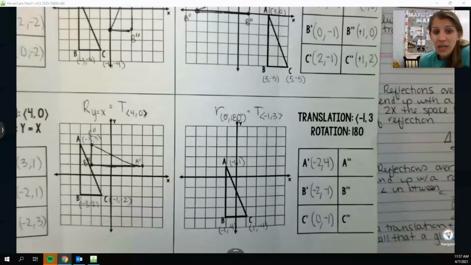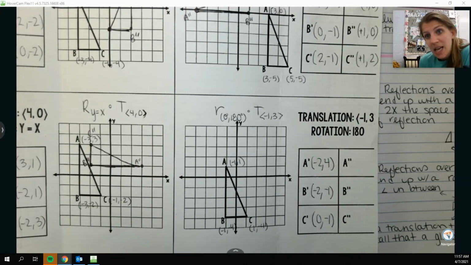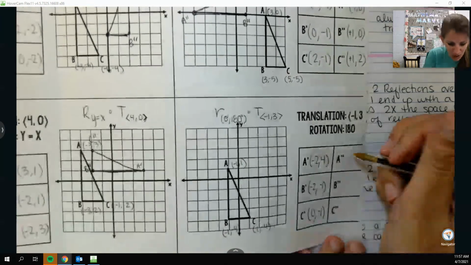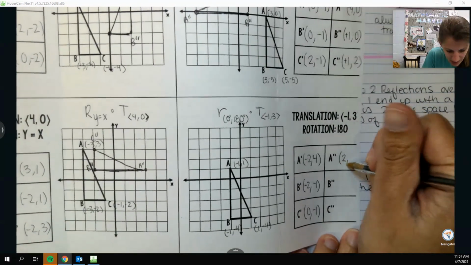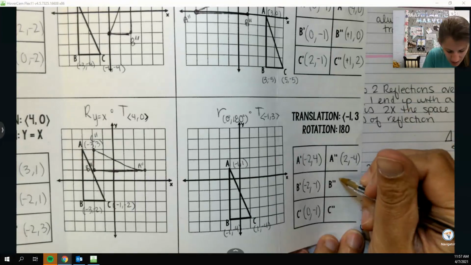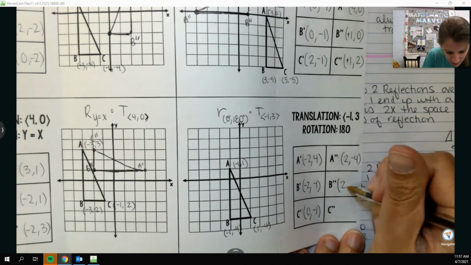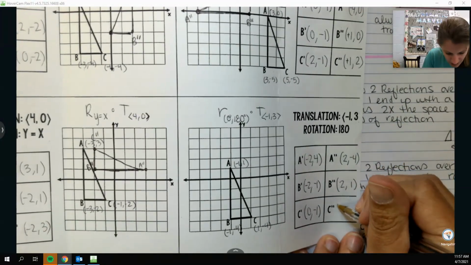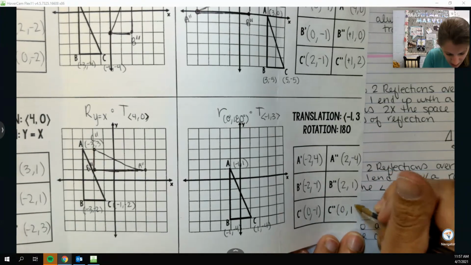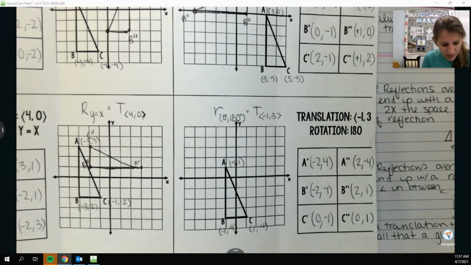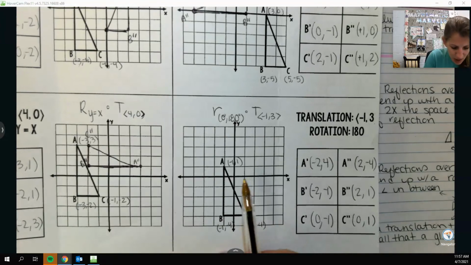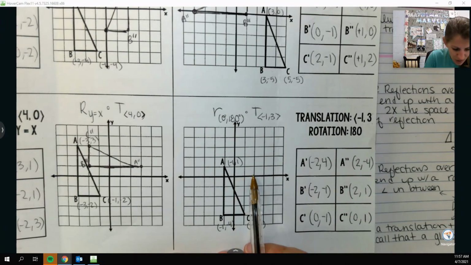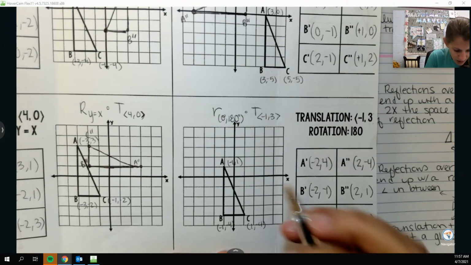Then when I do a rotation of 180 degrees, I simply change both the signs. So A double prime will be at positive then negative. B double prime will be both positive. And C double prime will be positive. Okay, so if we go plot these now, we're going to go 2 comma negative 4.